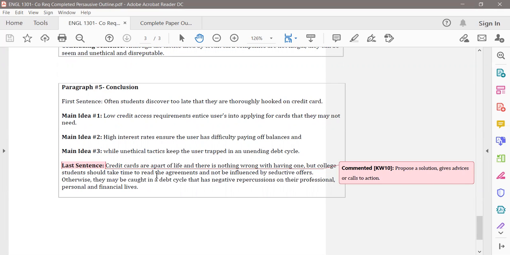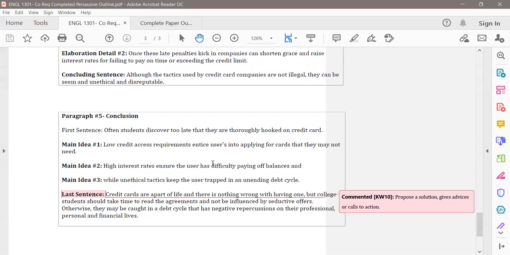So my last sentence reads that credit cards are a part of life and there's nothing wrong with having one, but that college students should take some time to read the agreements and not be so influenced by these offers. And then I tell them that otherwise, they may be caught in a debt cycle that can negatively affect not only their financial lives, but their professional and personal lives as well. So that's how I ended this.